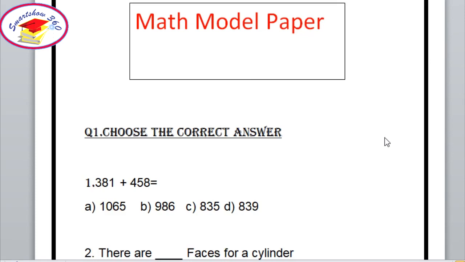Today, I have taken 3 topics in maths for grade 3 students, which is addition, subtraction and basic geometry. So, I have created a model paper for those students studying in grade 2, 3 and 4 grades. So, let's start with the model paper's first question. Question number 1. Choose the correct answer. 1. 381 plus 458.